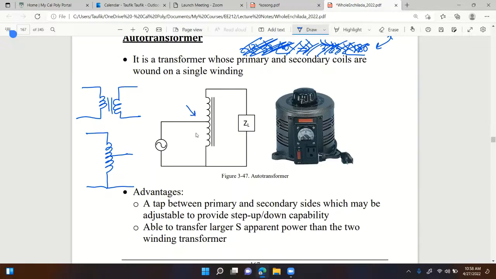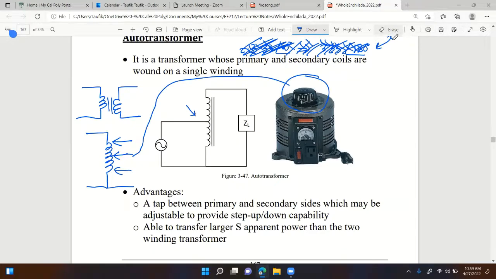And here's a picture of an auto transformer that you would see in the lab. And you see the knob right there? So the knob is actually this wiper right there. So you can move this wiper up or down. So you can adjust the output voltage basically by having this knob, this wiper.